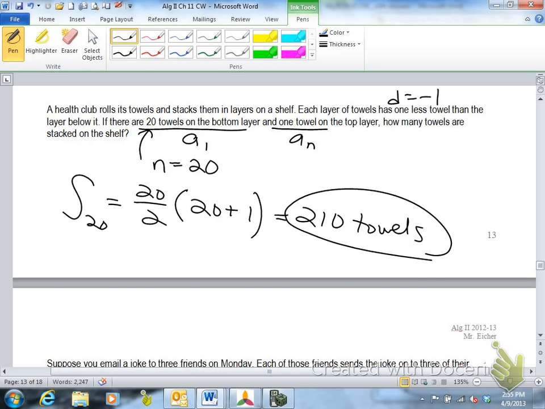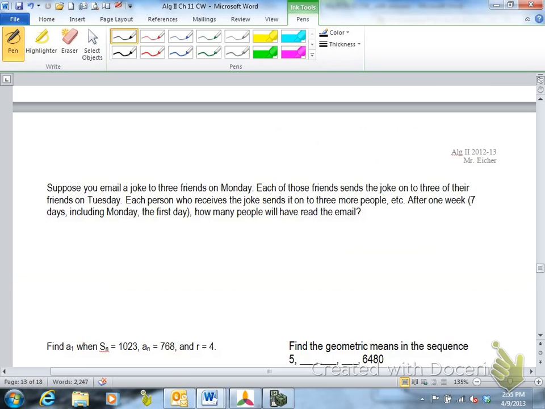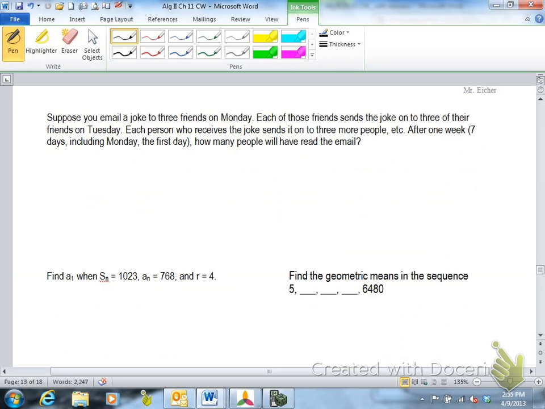They're stacked like this. Towels stacked. Let's see. You email a joke to 3 friends. That's your a sub 1. Each of those tells 3 other friends. That's multiplying by 3. So the first day, 3 people know, and then 9, and then 27. And you want to know how many total people have read it after a week. 7 days is your n.